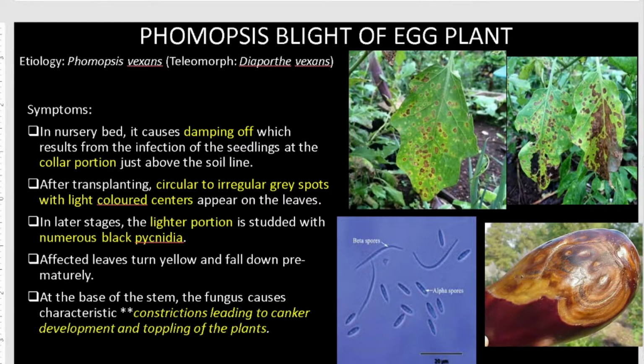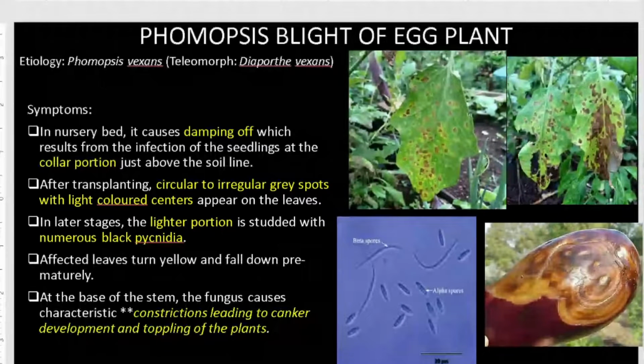Okay, good morning everyone. So today we'll be discussing Phomopsis blight of brinjal or eggplants. You might have heard about Phomopsis blight because it is one of the most important diseases of brinjal, and it can be found in severe cases in Sirat, Sarlahi. Those are the major brinjal growing areas.